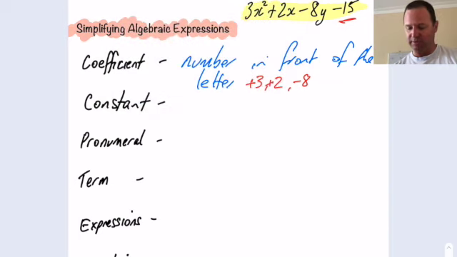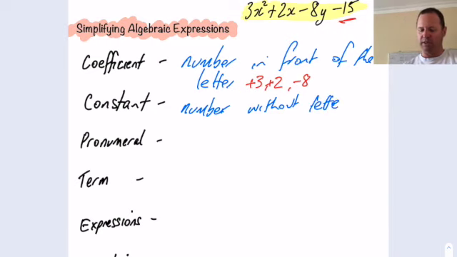So the constant that I spoke about there, that is the number without a letter. Oops, sorry about my writing there, getting used to the iPad. So in that case, the example is going to be -15.